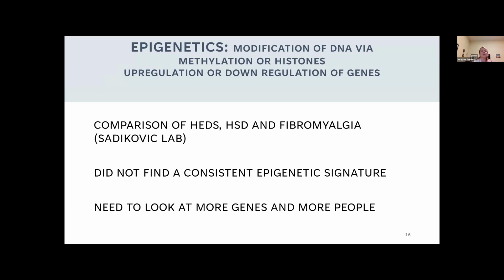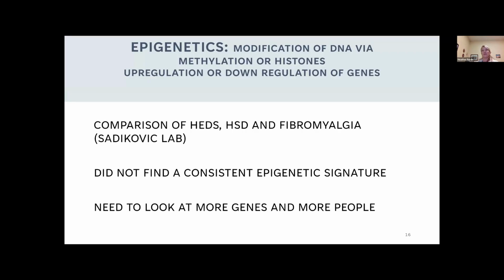And then when it comes to epigenetics, they're looking at modification of the DNA via methylation or histones. So methylation is sort of a chemical process. And there can be upregulation or downregulation of genes. So the gene is sort of turned on, if you will, upregulated, or downregulated and kind of switched off. The Sadikovich lab compared hEDS to HSD and fibromyalgia and didn't really find a consistent epigenetic signature. But they're thinking if they could look at more genes and more people, that could be helpful.